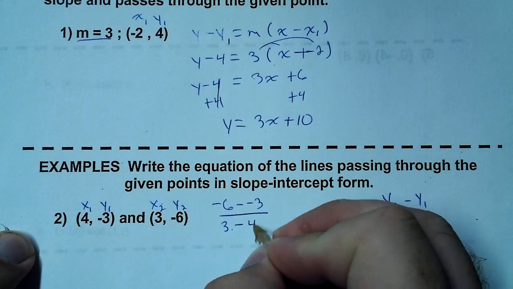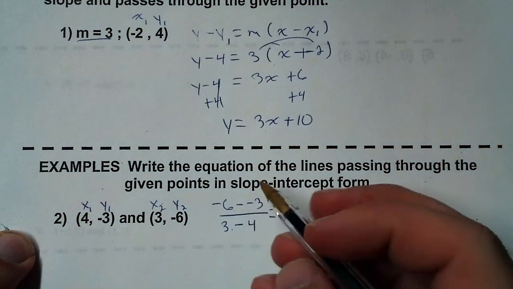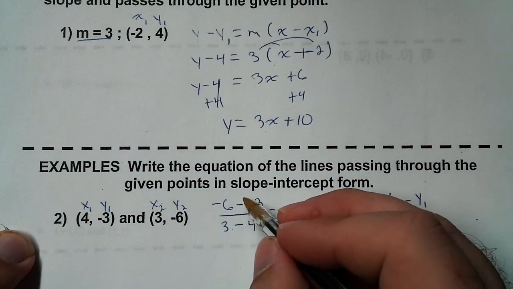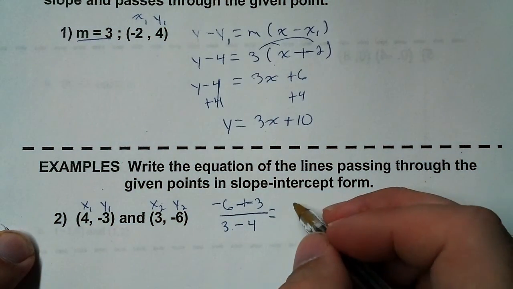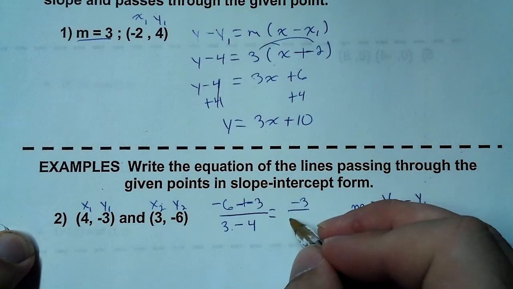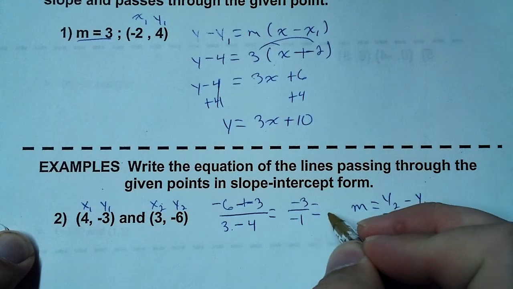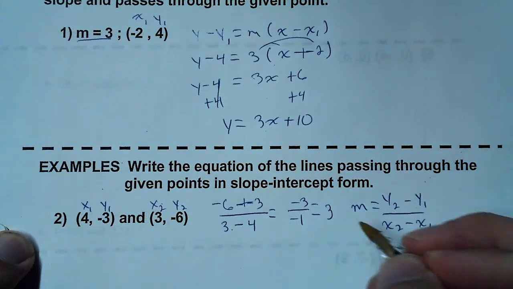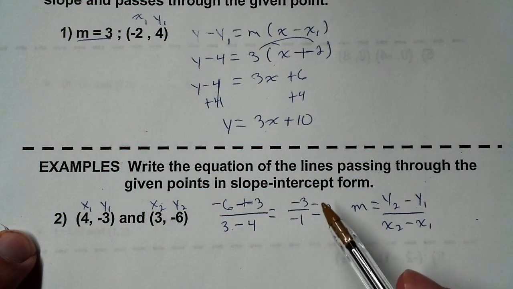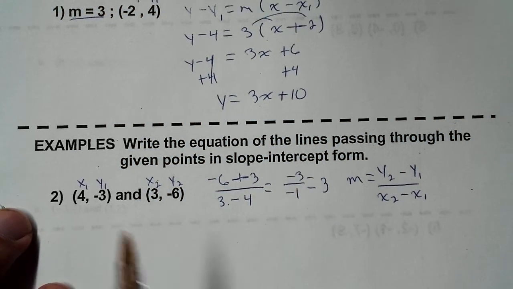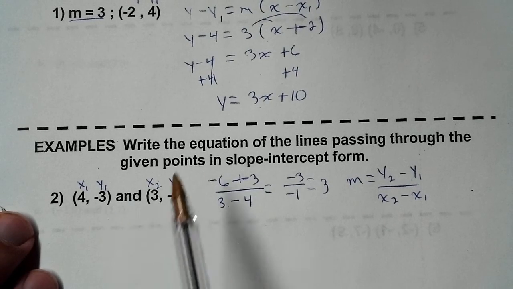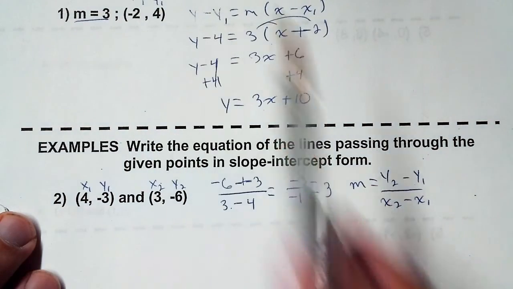3 minus 4. Which will give me, that changes to plus, that's going to give me negative 3 on top. 3 minus 4 is negative 1. Negative 3 divided by negative 1 is positive 3. So I have a slope of 3. I already have a point. So I'm going to go back and use point slope form.